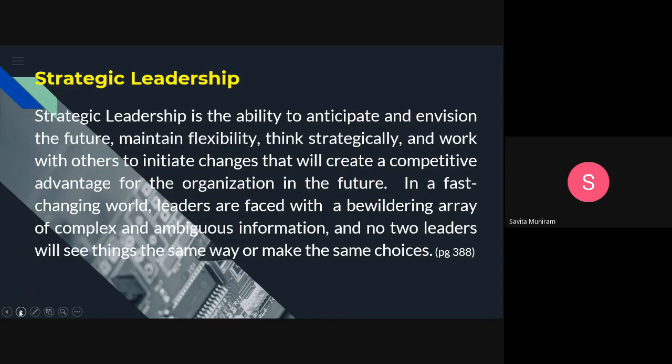Now we're looking at strategic leadership. Strategic leadership is the ability to anticipate and envision the future, maintain flexibility, think strategically, and work with others to initiate change that will create a competitive advantage for the organization in the future. In the fast-changing world, leaders are faced with a bewildering array of complex and ambiguous information, so no two leaders will see things the same way or make the same choices.